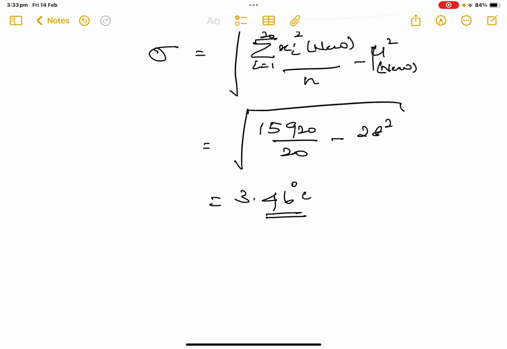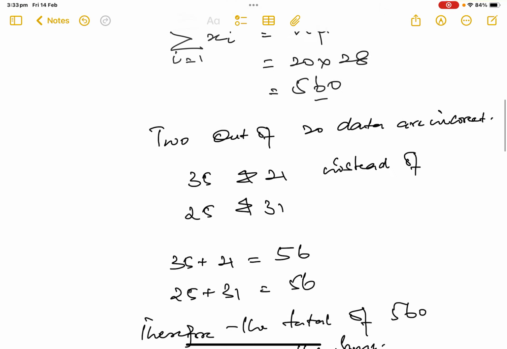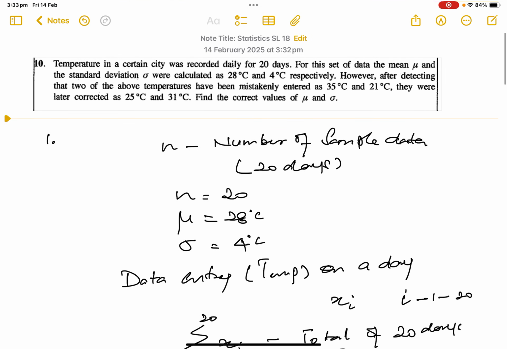So the standard deviation is reduced a bit, 3.46. Before it was 4, now 3.46 degrees C. So the mu is 28, and the new standard deviation is 3.46.